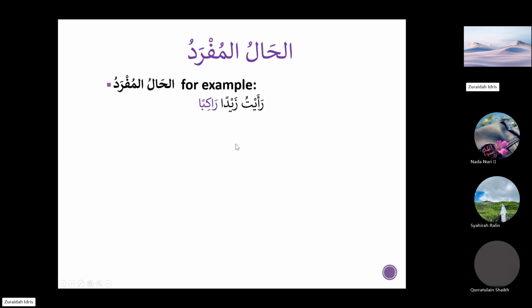So we have here ra'aytu Zaidan rakiban. Here we have a sentence: fi'il, fa'il, maf'ul bihi. So this is extra. This is your hal. Rakiban is in the form of fa'ilun. So, I saw Zaid riding. This is his condition when you saw him.